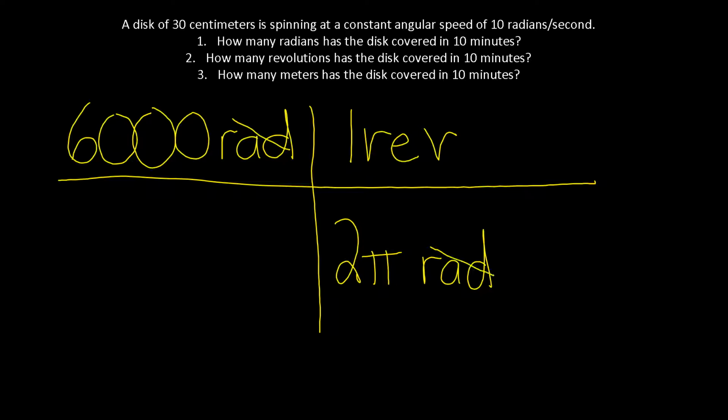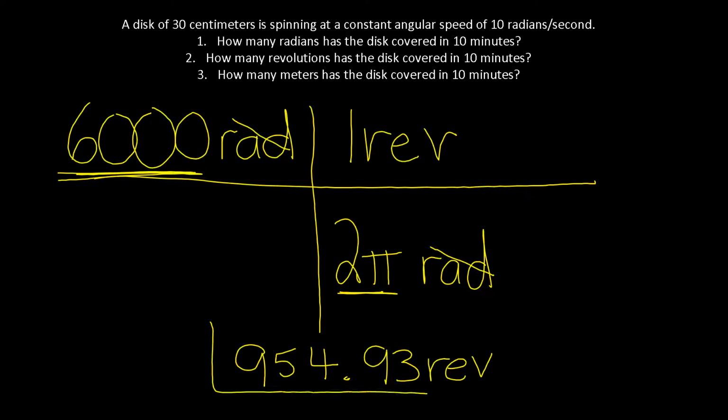The radians cancel out, and then we are going to divide our 6,000 by 2 pi, and that is going to give us 954.93 revolutions. And that is our answer to part 2 of the question.